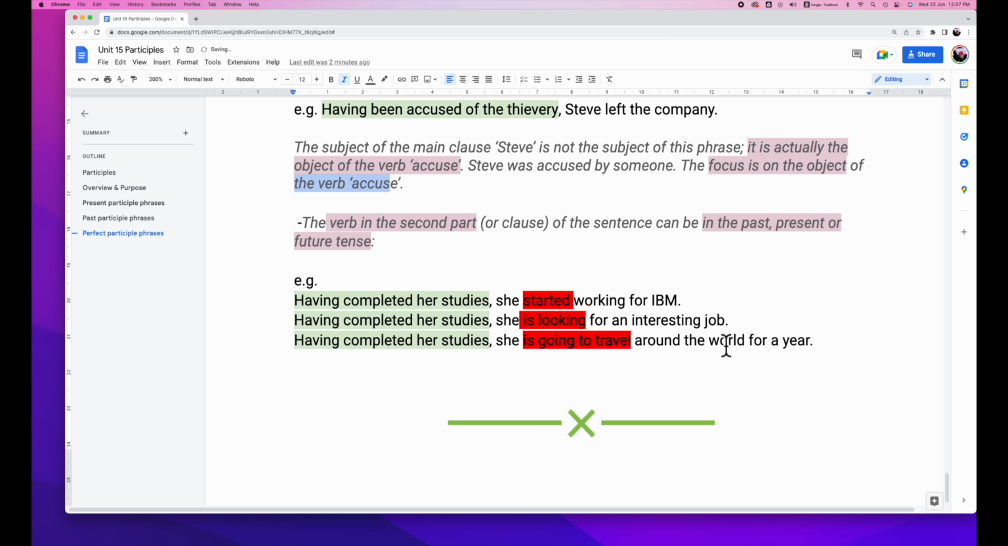And also, how about the tenses that we could use in the second part? I mean the main clause, the main sentence. Let's take a look. The verb in the second part of the sentence can be in the past tense, present tense, or even future tense. Here are other examples. Having completed her study, past tense: she started working for IBM. Or present continuous tense: she is looking for an interesting job. Future tense: she is going to travel around the world.